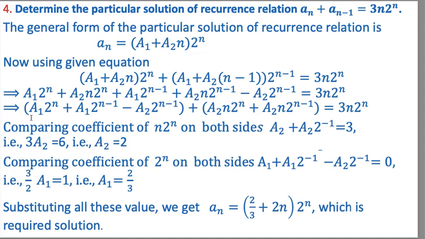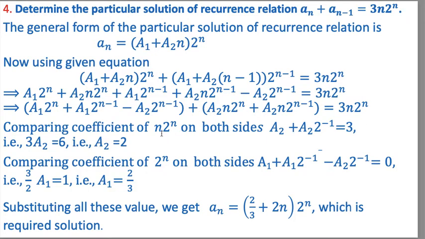I have written similar terms in one bracket, means the coefficients of n 2 raised to power n, multiples of n, in one bracket. These are multiples of n, these are not multiples of n. So on the right hand side we have 3n 2 raised to power n. Now to find the unknown coefficients a1 and a2 in the trial solution, we will compare the coefficients of like terms on both sides.